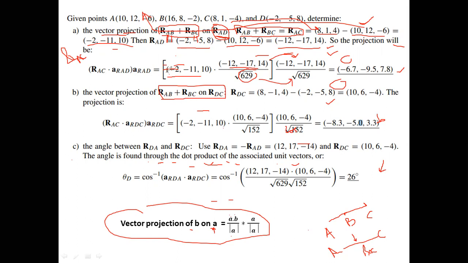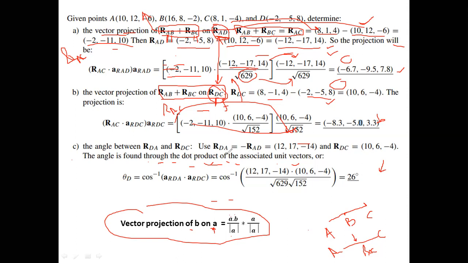Similar example, RAB plus RBC means RAC on RDC. Only the difference is over here. In A it was RAD means D minus A, and now RDC means C minus, initial point is D and final point is C. So first we have to find RDC means RC minus RD. And now the procedure is same as this one.